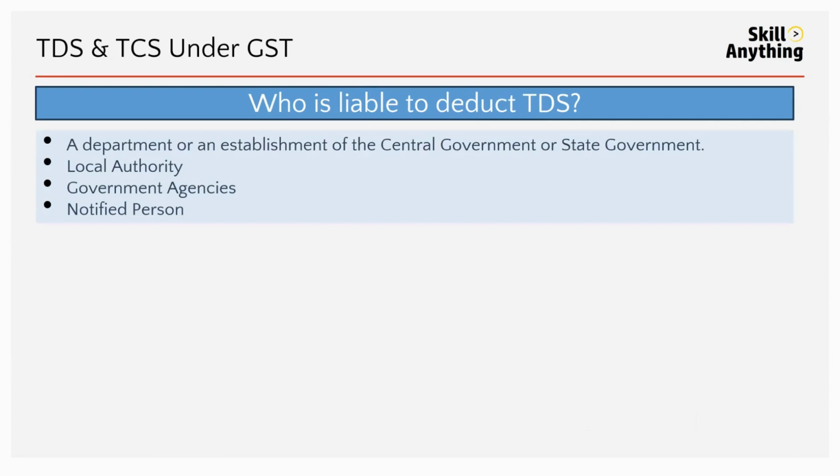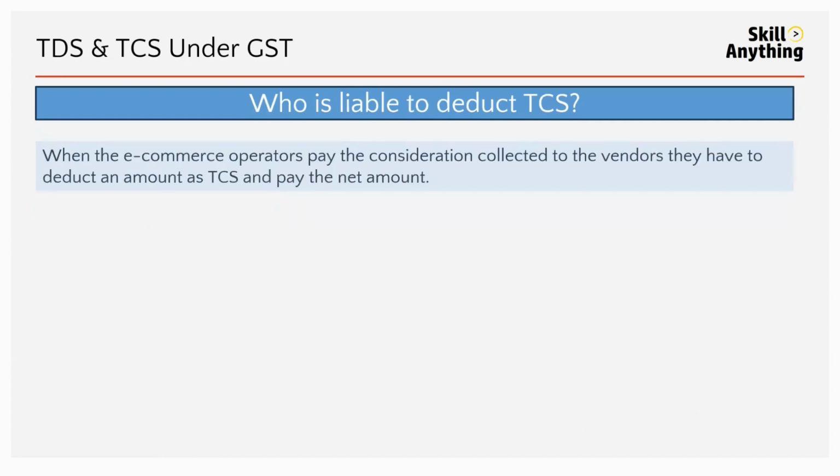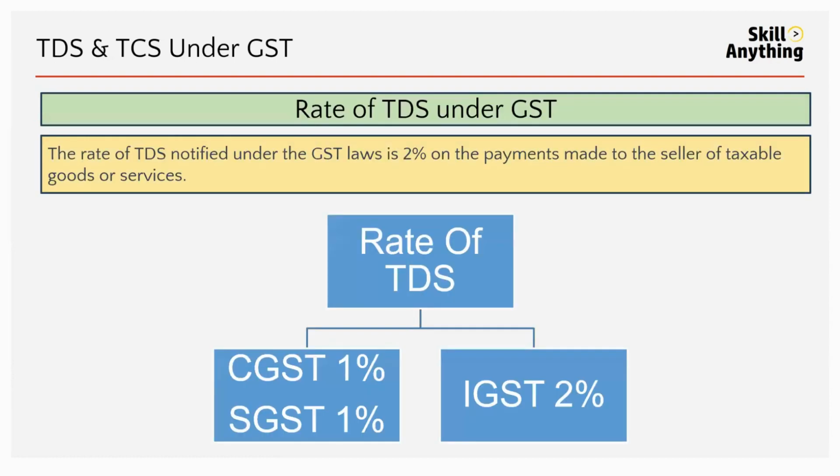Who is liable to deduct TDS? A department or establishment of the central or state government, a local authority, a government agency, or a person notified by the government. And who is liable to deduct TCS? The e-commerce operator is liable to deduct TCS.